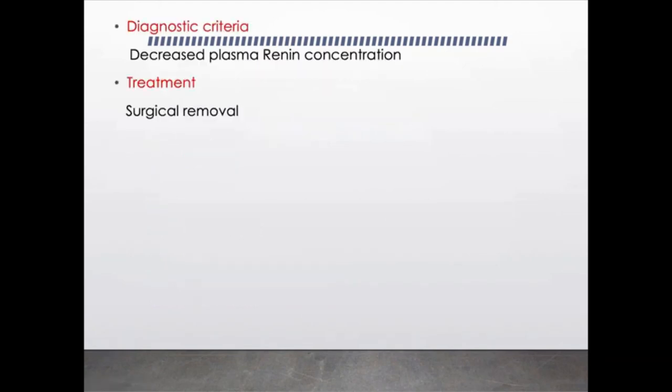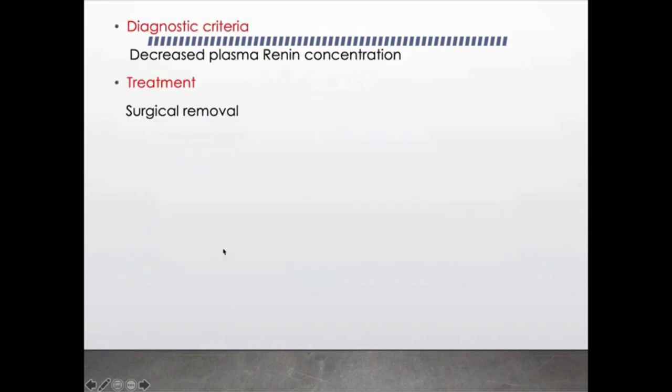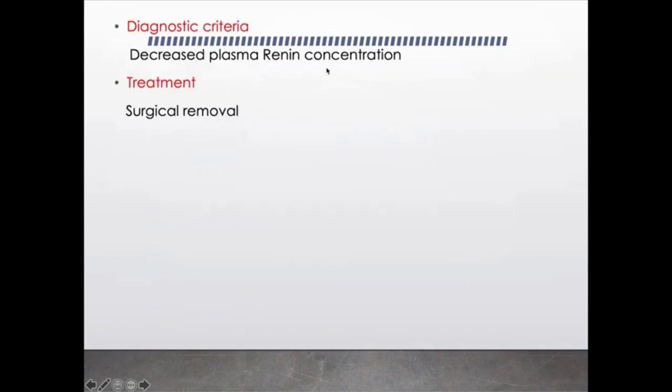What are the diagnostic criteria? In the diagnostic criteria, obviously you will get all the signs and symptoms, plus there will be decreased plasma renin concentration. Why will renin concentration be low? Because renin is released when there is hypotension, but in this case it is hypertension, so renin will be low in the body. Treatment is to treat the cause. Usually the cause is a tumor of the zona glomerulosa. You surgically remove it, or you remove it through radiation.